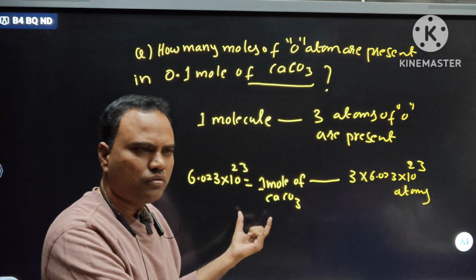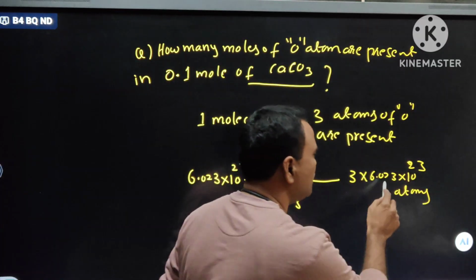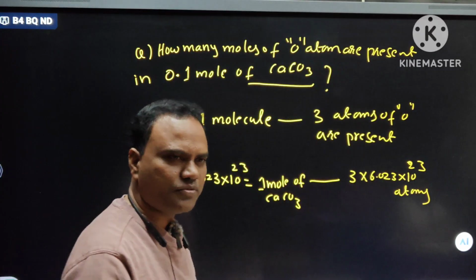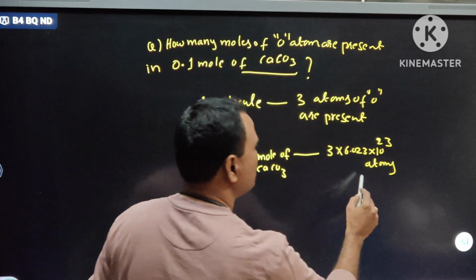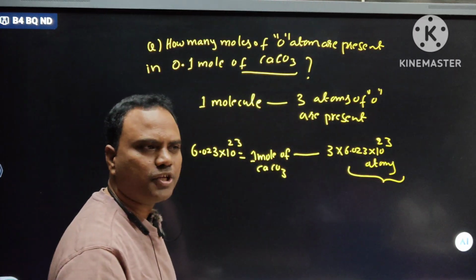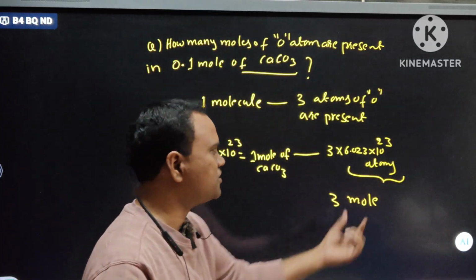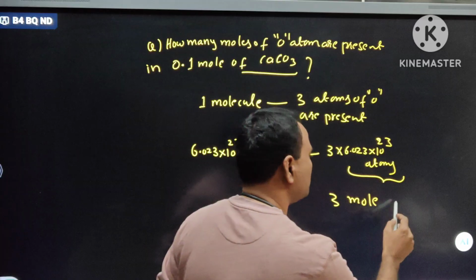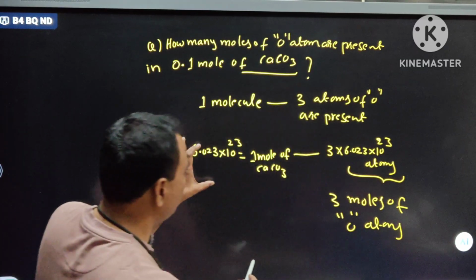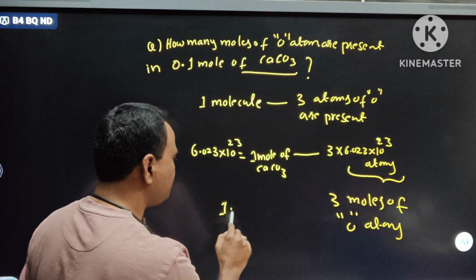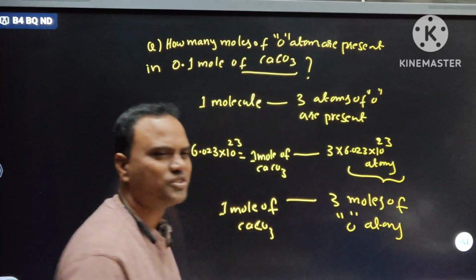1 mole. Now let us see. 1 mole of CaCO3 contains how many atoms? These many atoms, right? And you tell me, just a second, wait. In place of 6.023 into 10 power 23, can I write a mole? Yes or no? Because this value represents a mole. So 3 moles of oxygen atoms in how many moles? 1 mole. 1 mole of CaCO3 contains 3 moles of oxygen atoms.